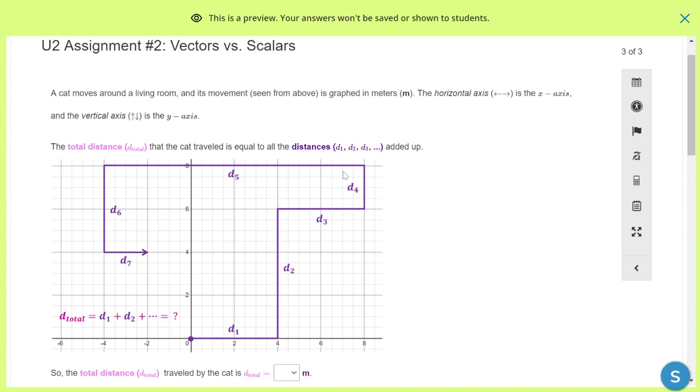The other way that I like to think of it is from this point here to this point here is 8. And from this point here to this point here, from 0 to -4, is another 4 meters. Again, the distance just depends on how far she's moving, whether it's left or right. So in total, she's moving 12 meters from here to here.